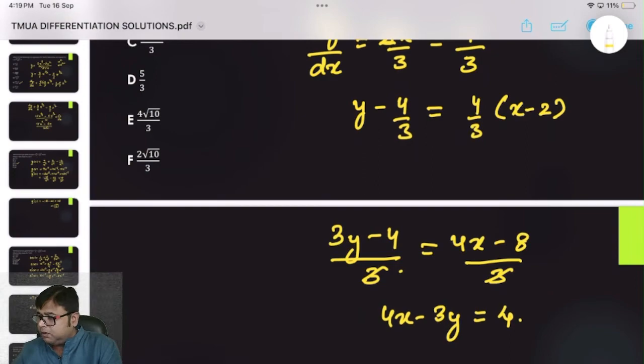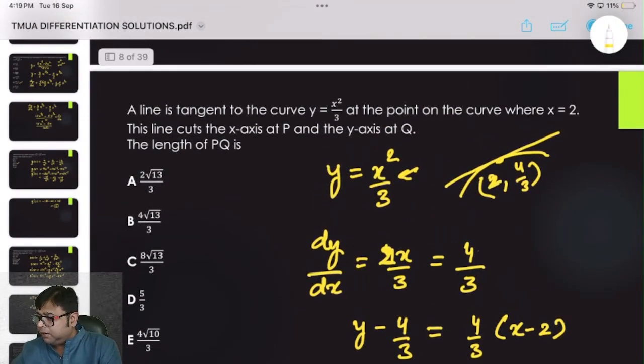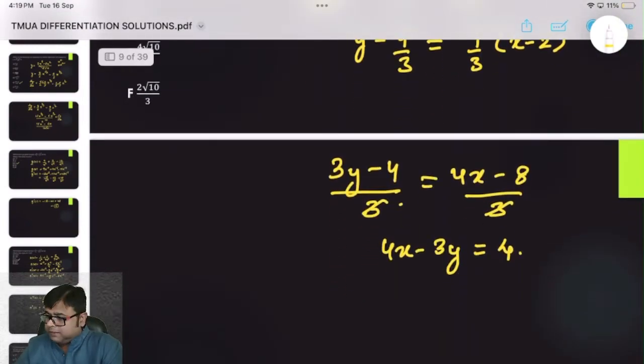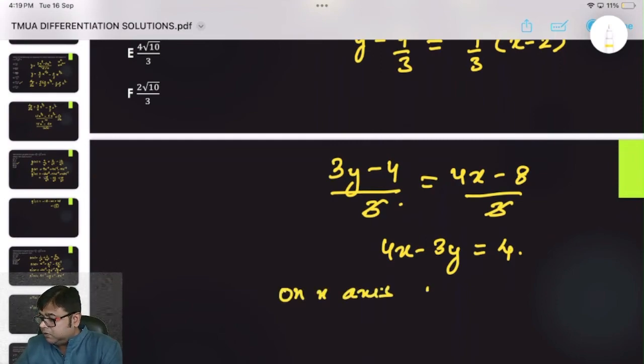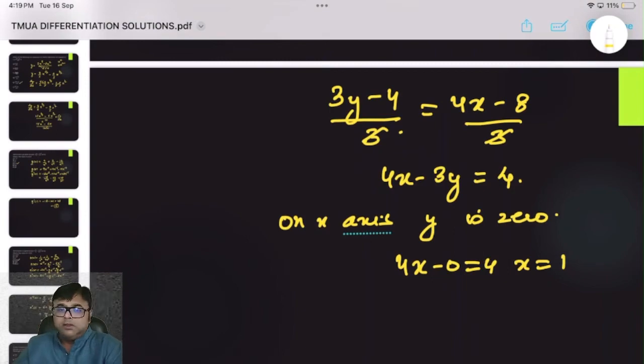But the question does not end here. They are saying the line cuts the x-axis at P and the y-axis at Q. So the line cuts the x-axis at P, and on the x-axis y is 0. So I'll just put y as 0. 4x minus 0 is 4. So x is 1. So this point is on the x-axis, which is 1 comma 0.